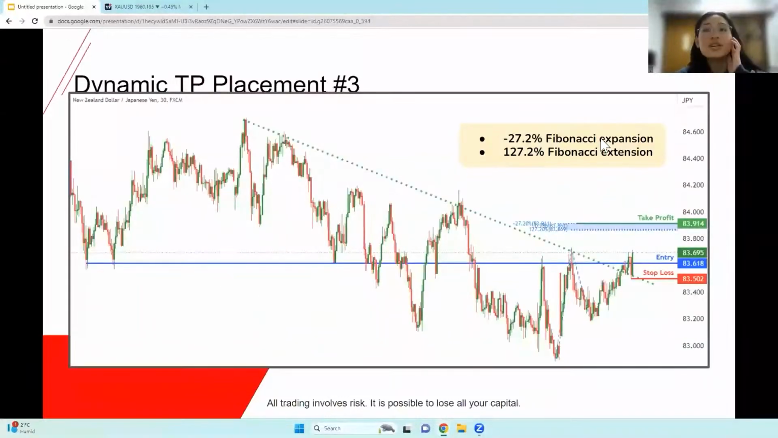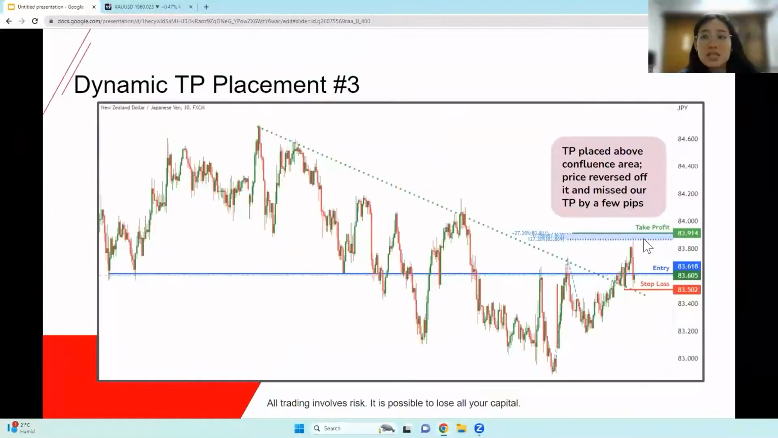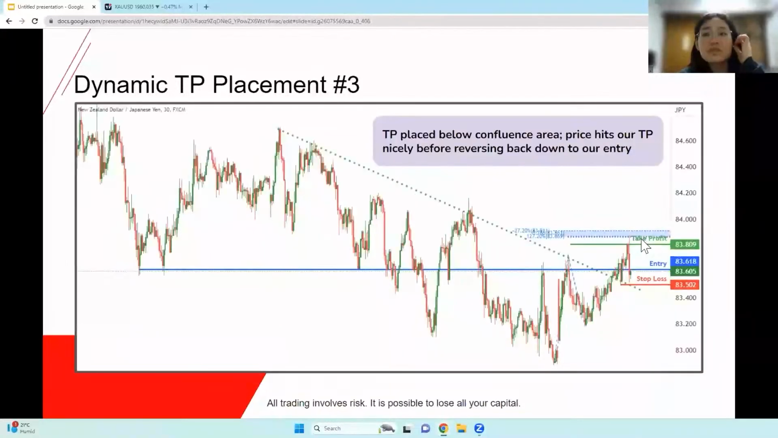Okay, I think you guys have gotten it by now. Just one more example here. Price recently broke out of this descending trend line. Okay, and we have 3 Fibonacci levels that line up with our take profit here. Okay, and price is currently at our entry. You can see if we place our take profit above the confluence area, price would have reversed off of the confluence area and missed our take profit by a few pips. Okay, so instead of that, we want to place it right below it instead.